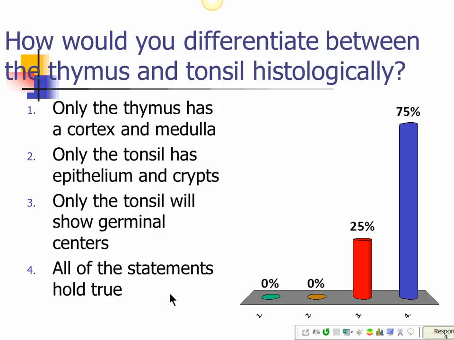All the statements hold true. See, the thymus has only the thymus between these two. We are only talking about these two. Only the thymus has a cortex and medulla. The tonsil has epithelium and crypt. So automatically these two statements are correct. And remember, the thymus does not have germinal centers. Only the tonsil has germinal centers. Okay, so all the statements are true.